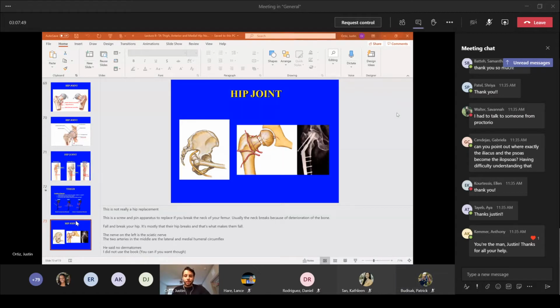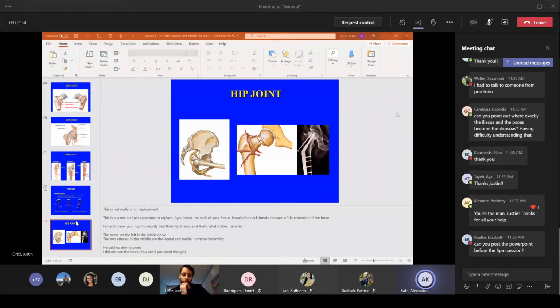Can you describe which one's the apex of the femoral triangle? So you know how we said it's going to be inguinal ligament, then sartorius, and then you have adductor longus. This little bottom corner right here, that's going to be the apex. Okay, so it's between the sartorius and the adductor longus. Yes. Okay, thank you. Of course.